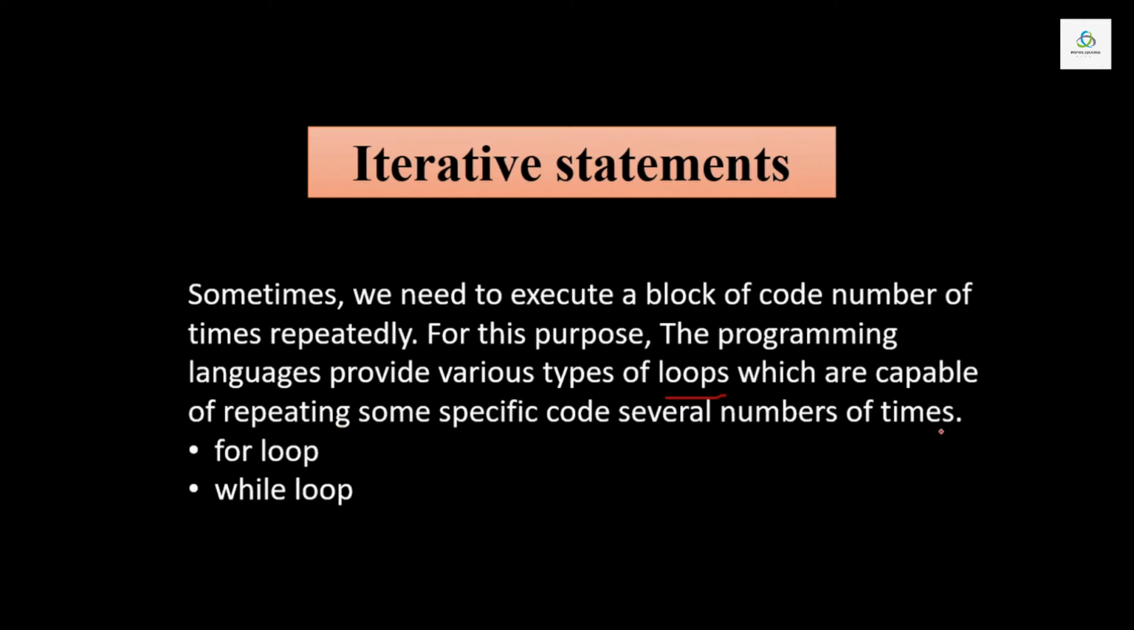So whenever you want to execute a particular line or a particular block of code, at that moment we use loops, which are also known as iterative statements. So Python provides us two types of loop. First one is the for loop and the second one is the while loop.